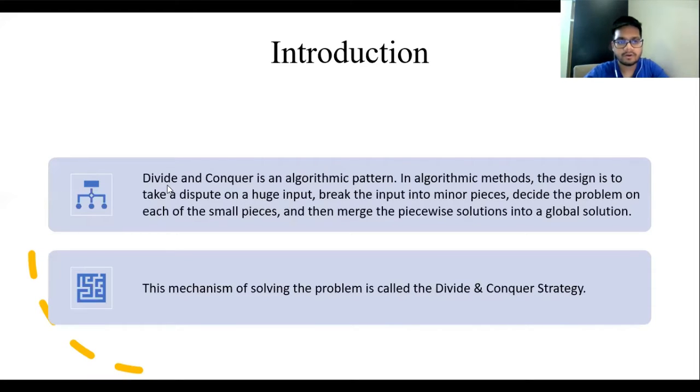So divide and conquer is an algorithmic pattern, and in algorithm methods the design is to take a problem on a huge input, break the input into minor pieces and decide the problem on each of the small pieces, then merge the piece-wise solution into a global solution. Hence, this mechanism of solving problems is called divide and conquer strategy.